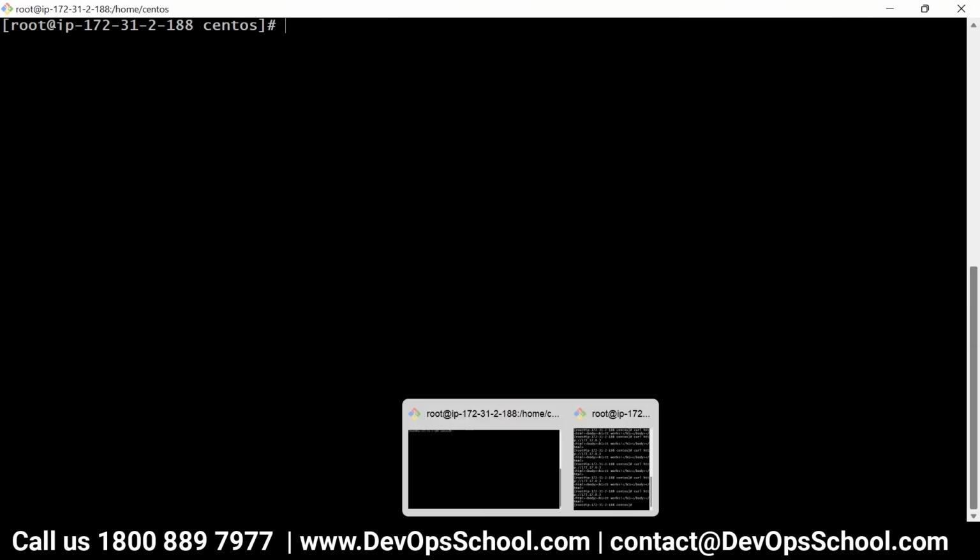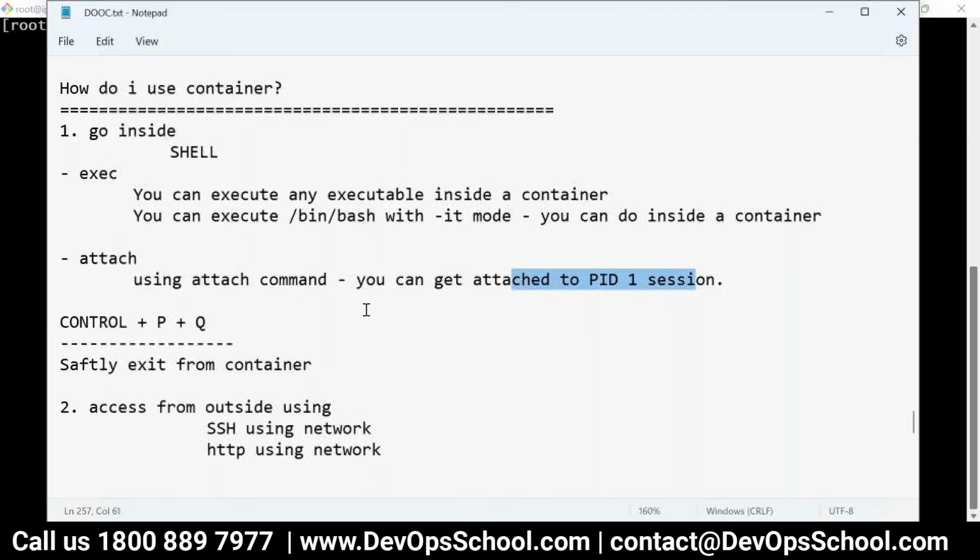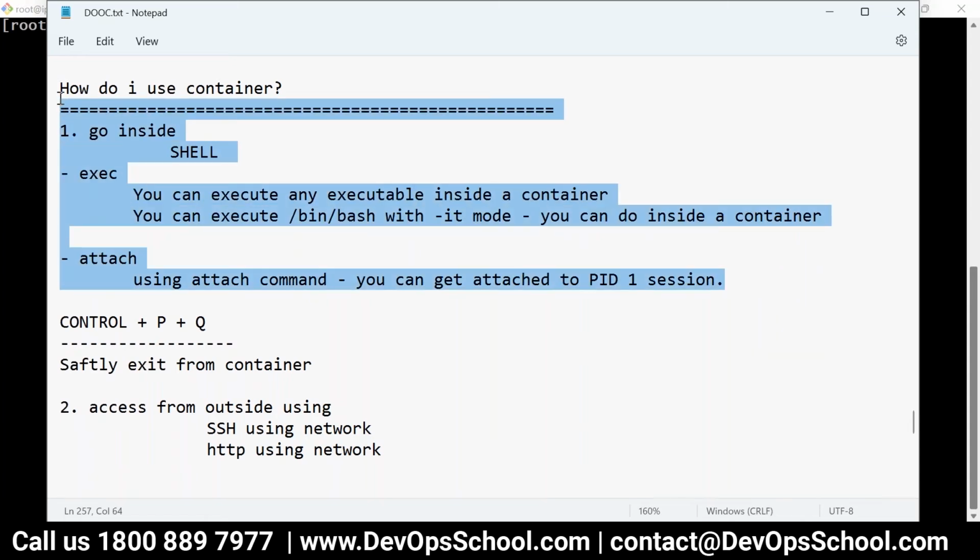So now if someone asks you, how do you get inside the container? You can say, you can use the IT mode with a shell, or attach. If it is bash, you can go inside the container. How do you troubleshoot the container? You can attach to the container PID1 and see the logs of it. And there are a few other commands also, like docker logs and most of them. So yes, this is the way.